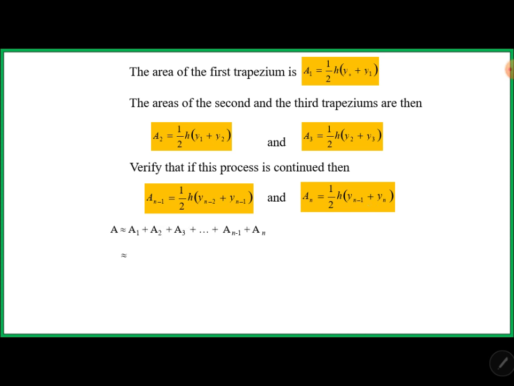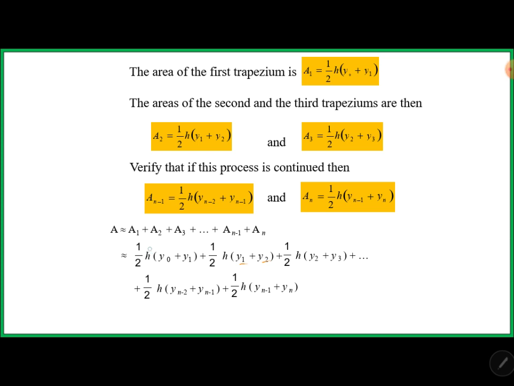So to find the area under the curve means that we have to find the sum of all the trapezoids. That means adding up A1, A2, A3 up to An. So for A1, A2, A3 and so on up to An, we have 1 over 2 h multiplied by (y0 plus y1), plus 1 over 2 h multiplied by (y1 plus y2), and so on, up to 1 over 2 h of (yn minus 1 plus yn).